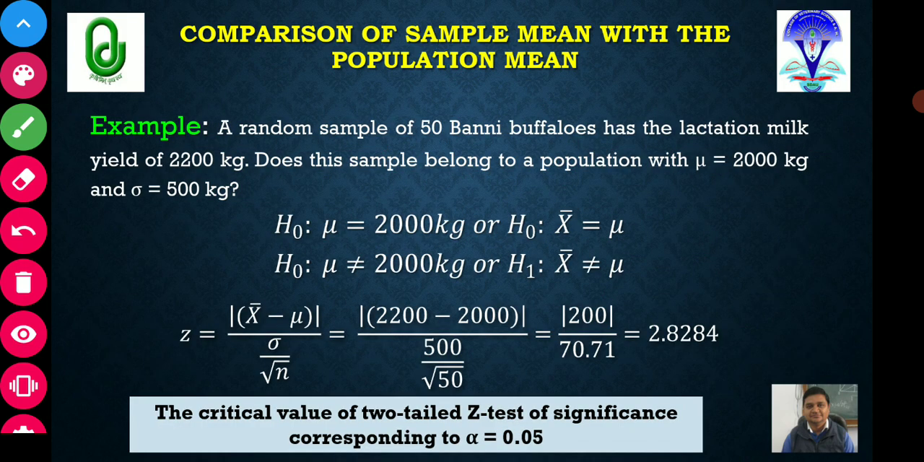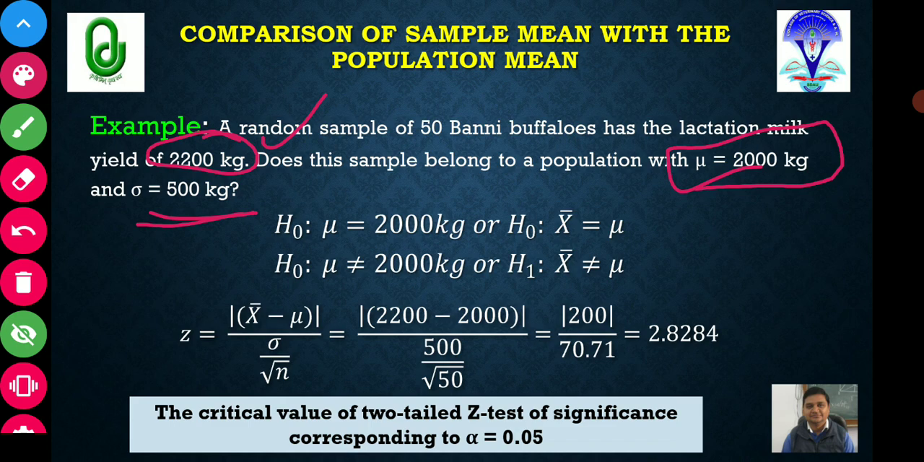Now we will see one example and then it will be very clear to you. In this example, a random sample of 50 buffalo has a lactation milk yield of 2200 kg. So the number of samples is 50, and 50 comes into the large sample. So this is a case of large sample. The sample mean is given as 2200, and the population mean is 2000 kg. And another point, the standard deviation of the population.